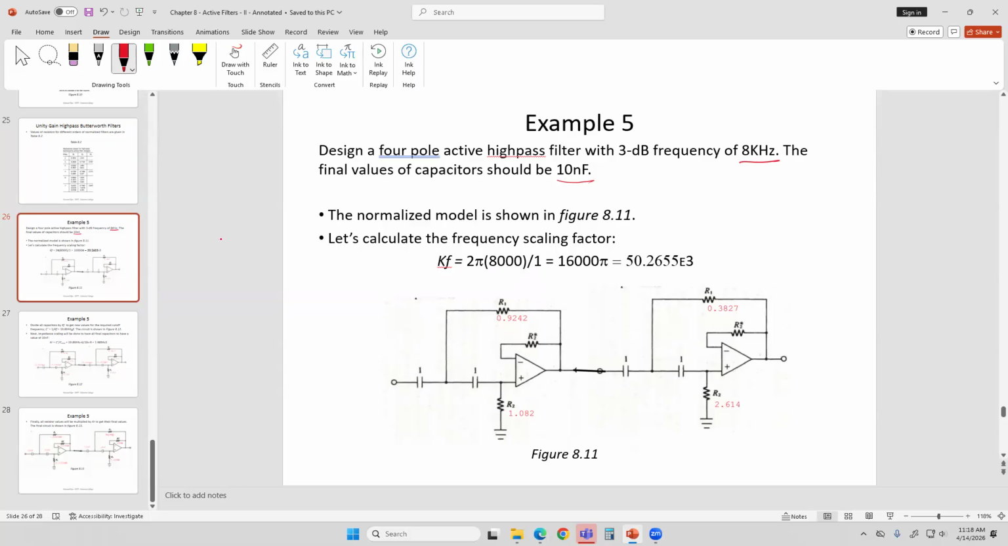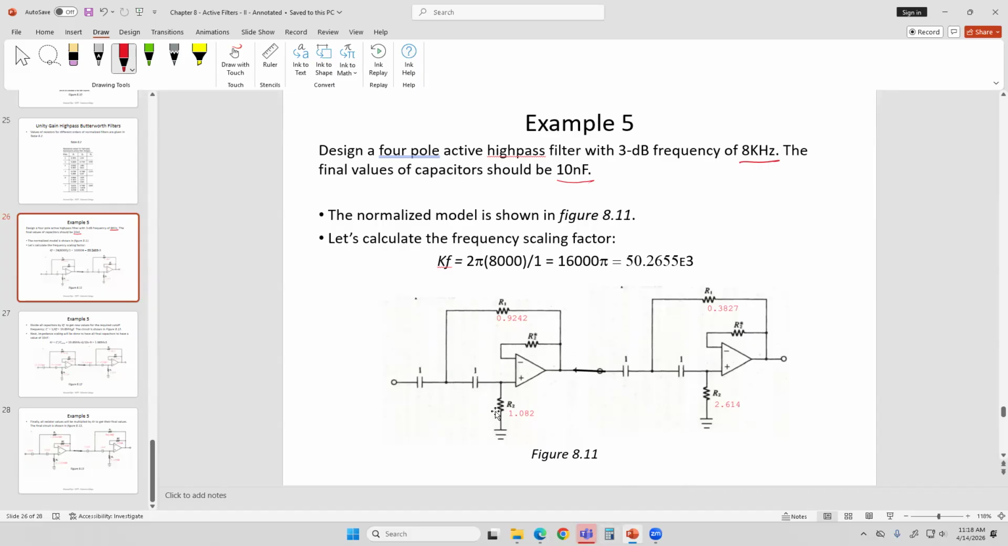So we do exactly the same thing. First, we calculate the value of the frequency scaling factor, new frequency over the old frequency. Old frequency, normalized frequency, is 1 radian per second, new frequency is 16,000 pi. So this is my frequency scaling factor.